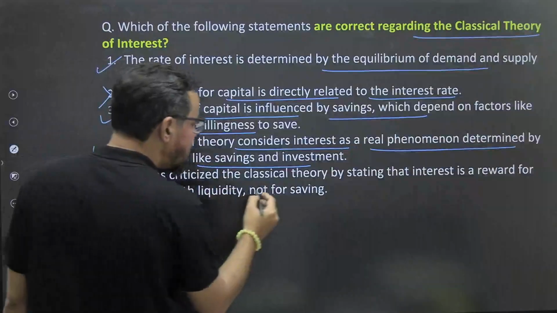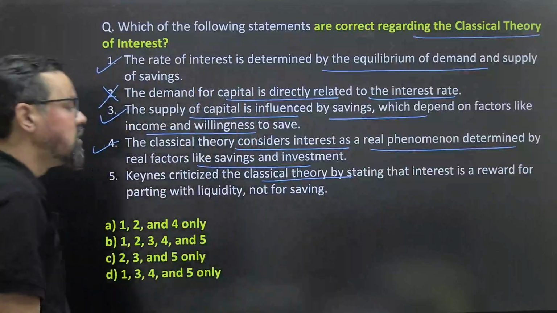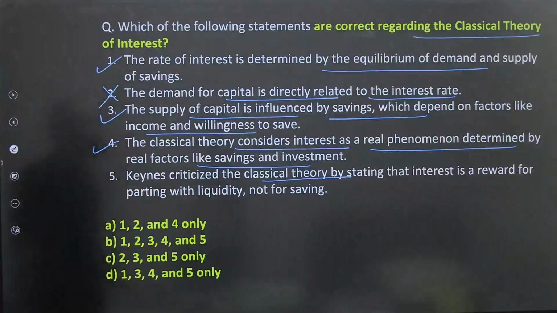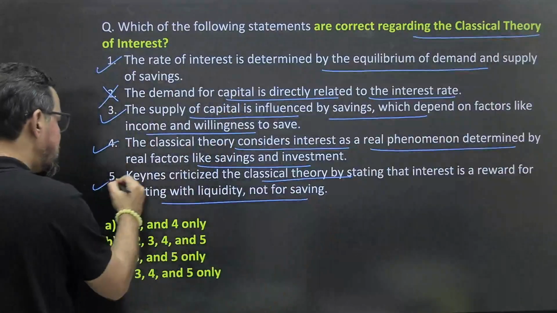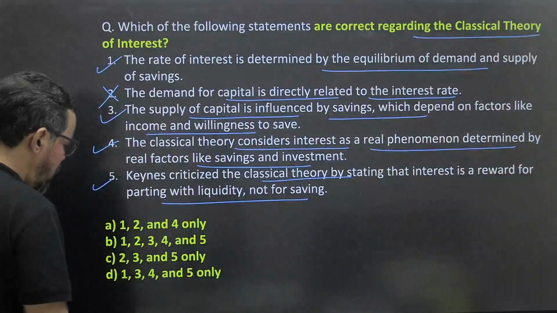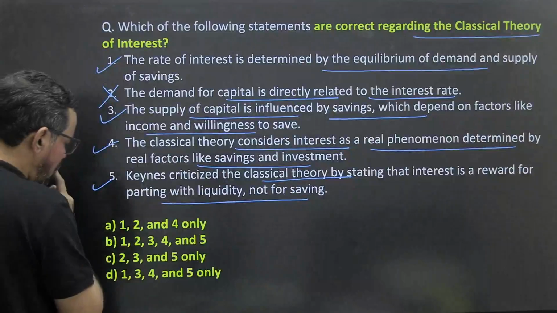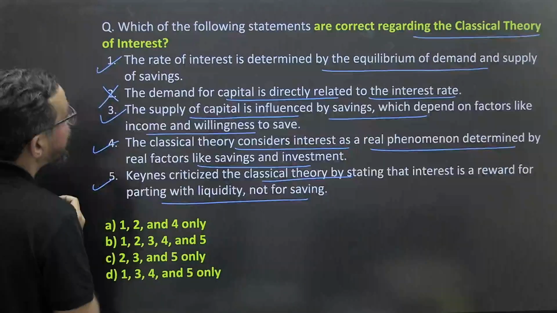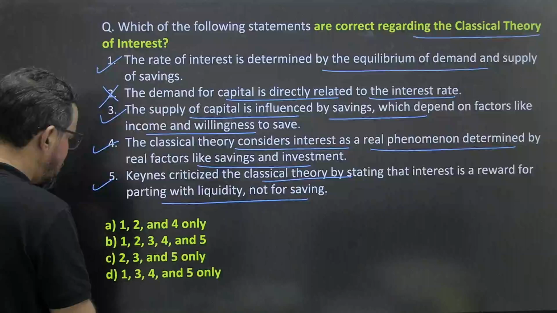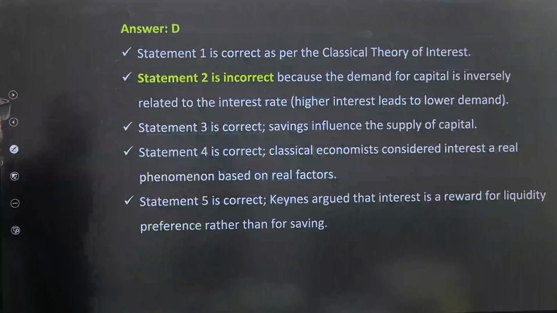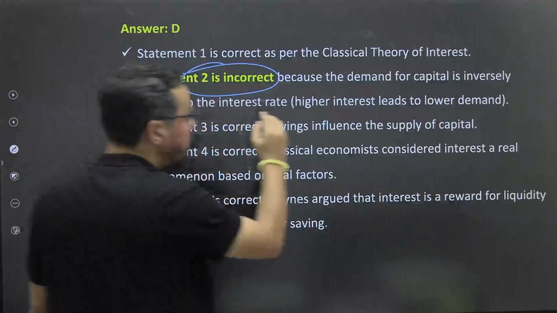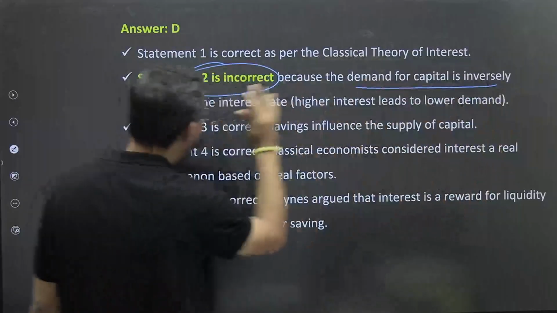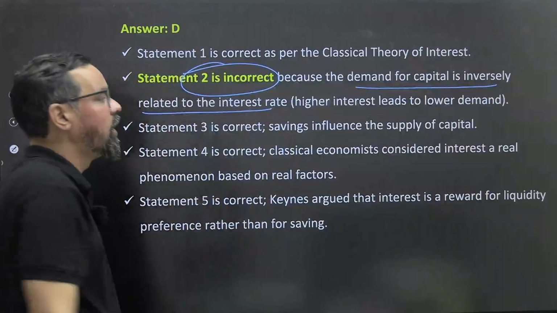Keynes criticized the classical theory by stating that interest is a reward for parting with liquidity, not for savings. This is also correct. So 1, 3, 4, 5. Correct statements 1, 3, 4, 5. D should be the right answer for this one, right? The only incorrect statement was 2, because the demand for capital is inversely related to the interest rate.